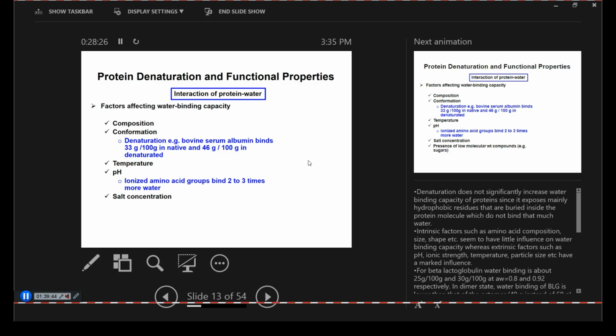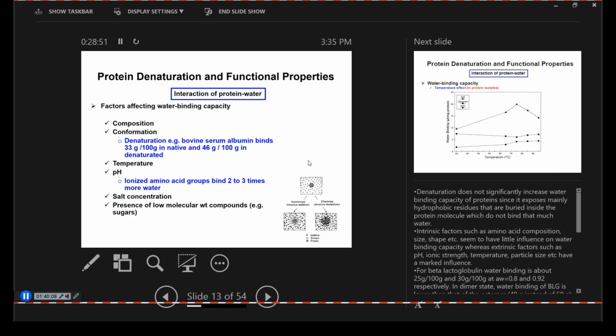Salt concentration, okay, this is similar to what we talked about, salting in and salting out. So a little bit of salt actually enhances water binding, but too much salt, we are shielding the charges. We are preventing water from interacting with the protein. And presence of low molecular weight compounds such as sugars. Again, remember the impact of cosmotropes. So small sugars are cosmotropes, so they're actually going to have more water interacting with the surface of the protein.